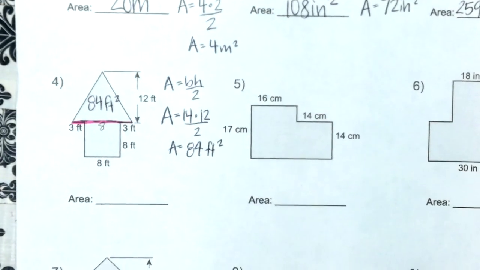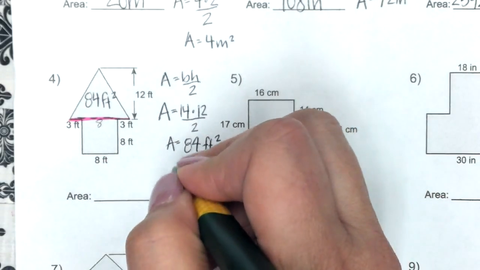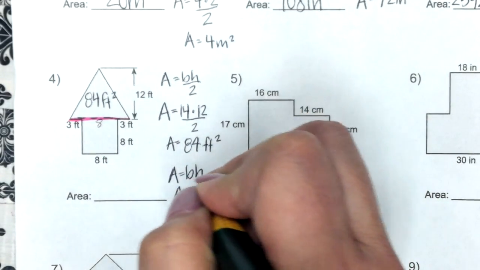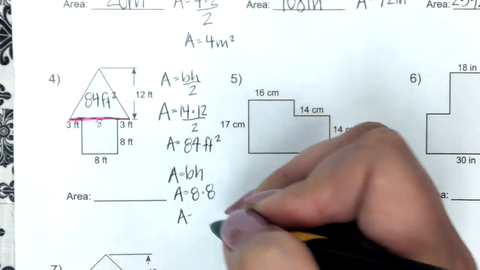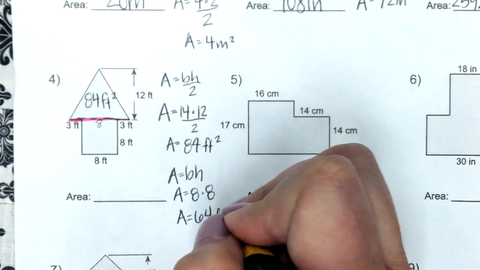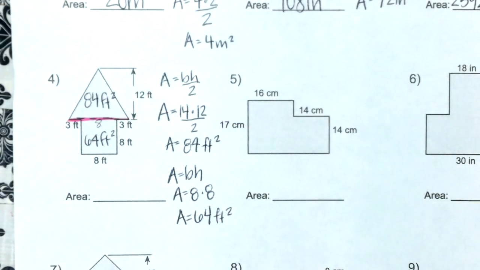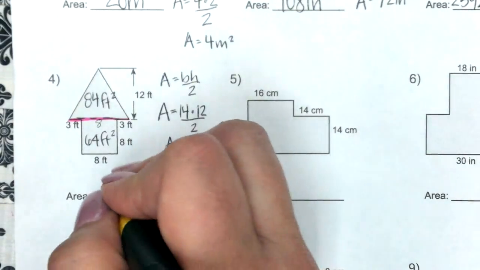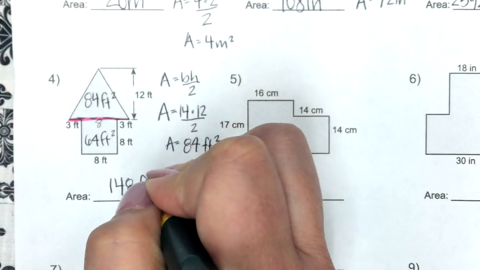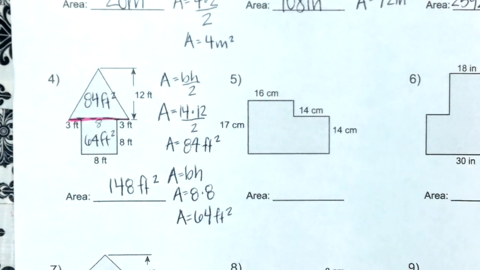Now we need to go down and look at our square. What numbers are we multiplying here? 8 and 8. 8 times 8 gives me 64, and that is feet squared. What's the last thing I do? You add. 148 feet squared. So really, you're taking everything you've learned over the last couple of weeks, and now we're just adding it all together.